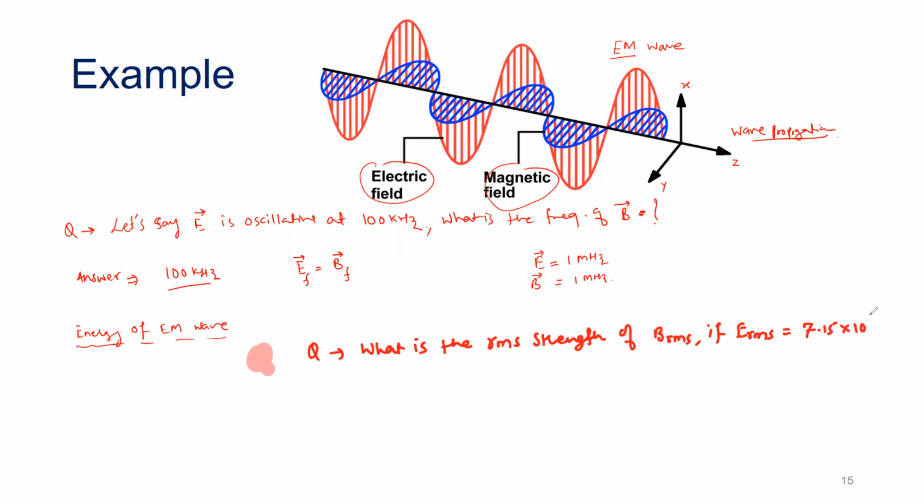7.15 into 10 to the power minus 9 Tesla. So BRMS is given, not ERMS. Let me just correct it. We'll take an eraser here and we'll write it correctly. So ERMS is to be calculated and BRMS is given. So we are given the magnetic field strength, that is BRMS, and we have to calculate ERMS.